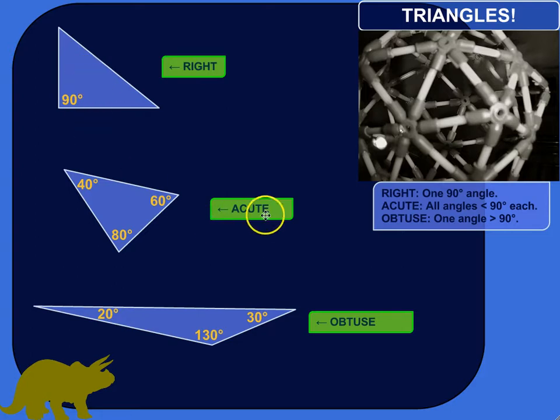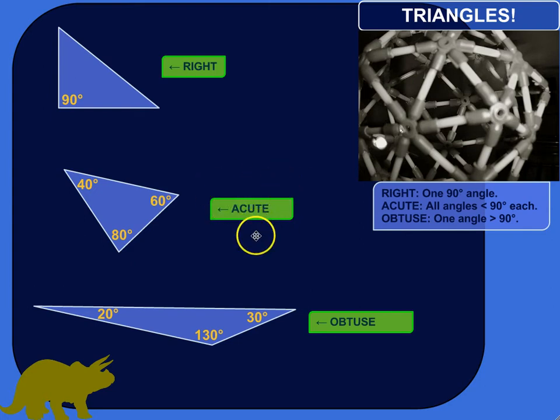Okay, an acute angle is one that is less than 90 degrees. Acute just means sharp. So I guess a smaller angle is sharper. So an acute triangle has three angles, all of which are less than 90 degrees. In this particular one, I've got 40 degrees, 60 degrees, and 80 degrees. But as long as all three are less than 90 degrees, that would be an acute triangle.